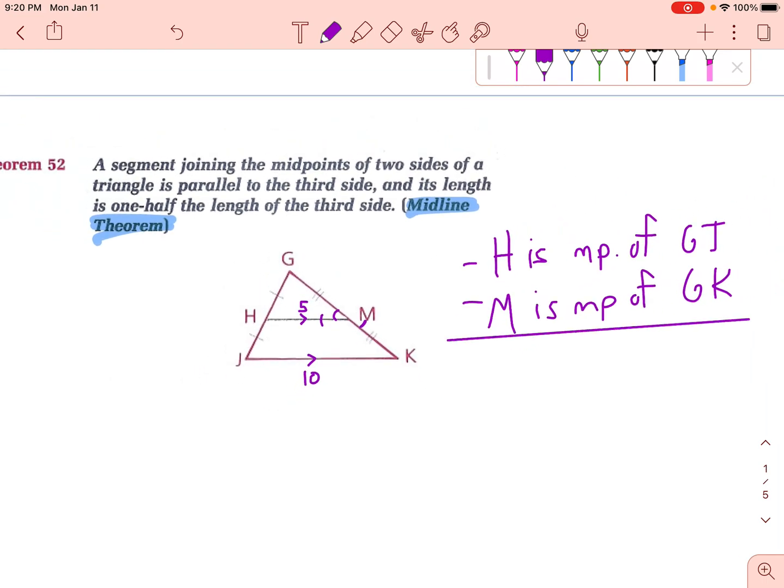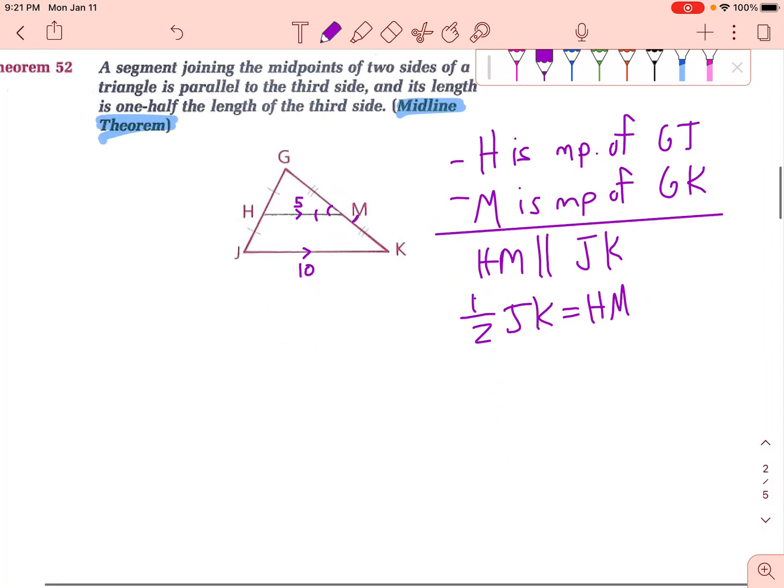So if you see lines drawn like that, from the midpoint of one side to the midpoint of the other side, that means that not only is HM parallel to JK, it means that half of JK is equal to HM. Okay, and we can try this again.